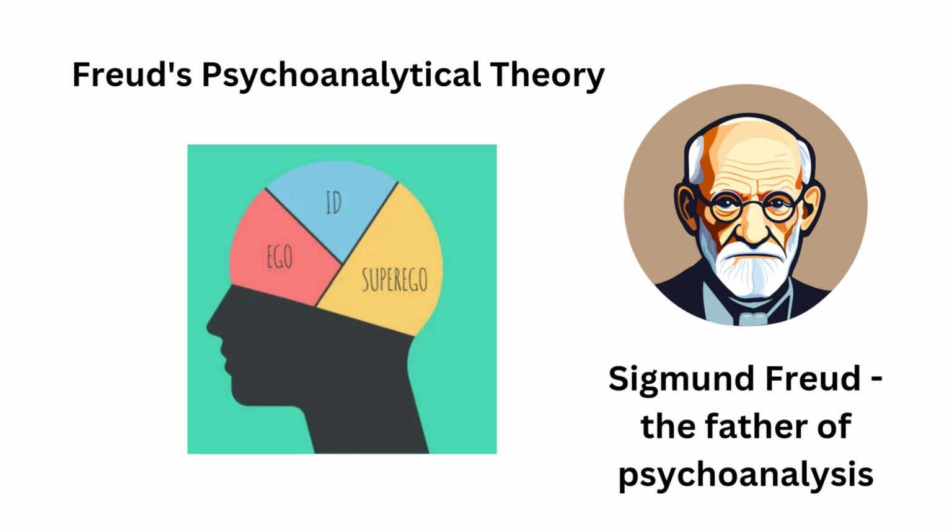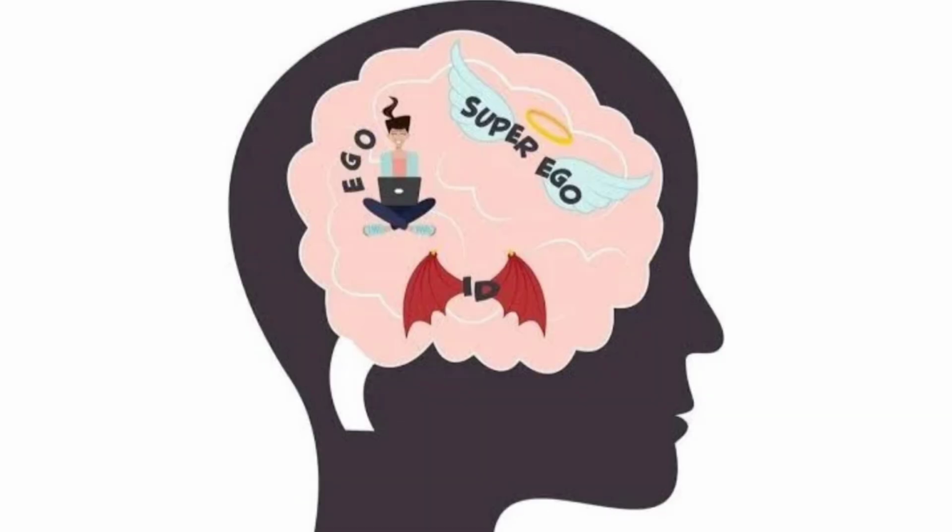So basically, in this theory, Freud described personality. He described that personality consists of three separate but interacting components. These components are the id, ego, and superego. Id is the primitive part of the personality. It is the raw, unorganized, and innate part of personality.